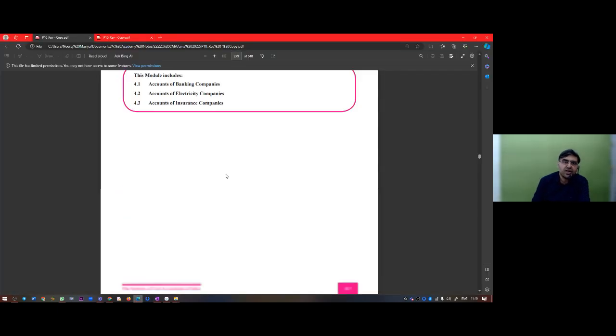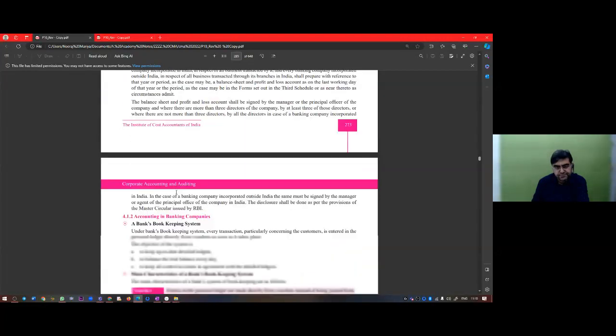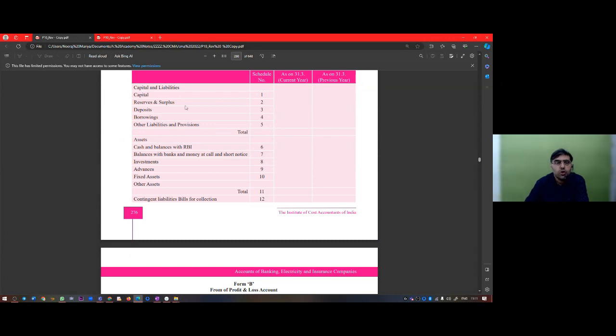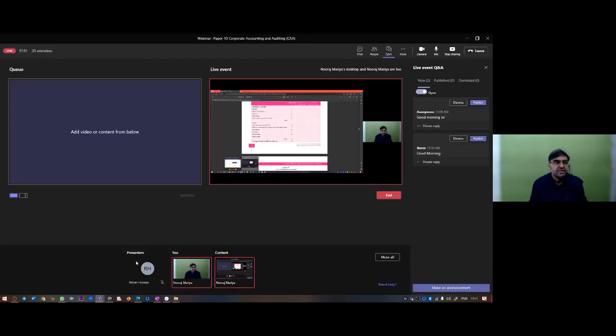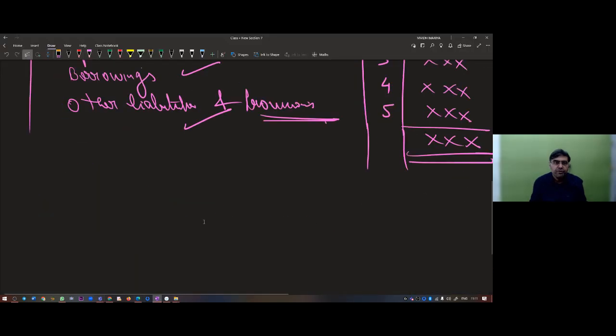Let's match the answer with your institute. So, capital and liability side: capital, reserves, surplus, deposits, borrowings, other liabilities and provisions. We'll be doing it very slow. Do ask your doubts. 1 point over. We go to the next point.